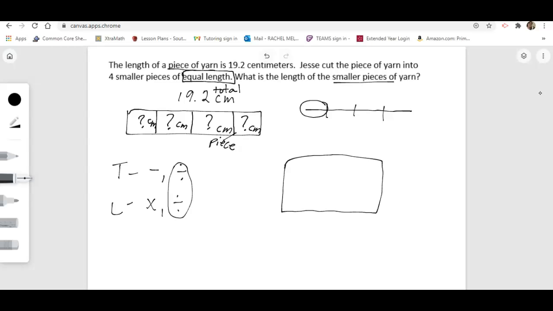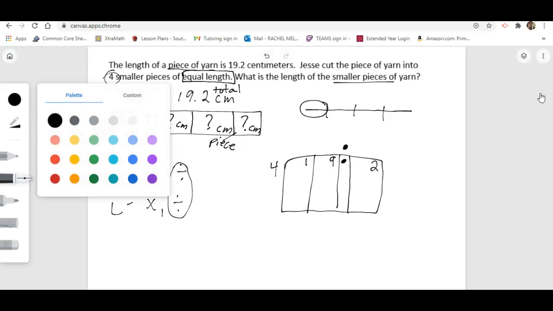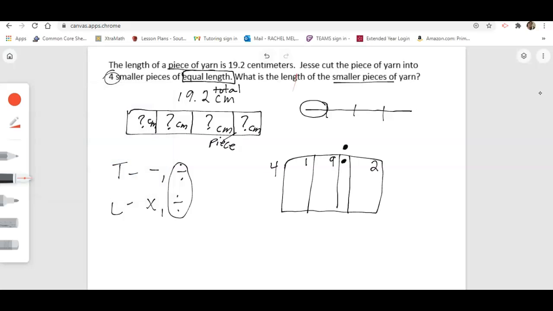Okay. So let's see, I have 19 and 2/10. So that means 1, 9. And remember, we put this little tiny one for the decimal and then 2. And don't forget a decimal up here too. And how many pieces of string do I have? Well, I have 4. So I'm dividing it 4 times. I'm going to use a different color because it helps sometimes in the box to use a different color.